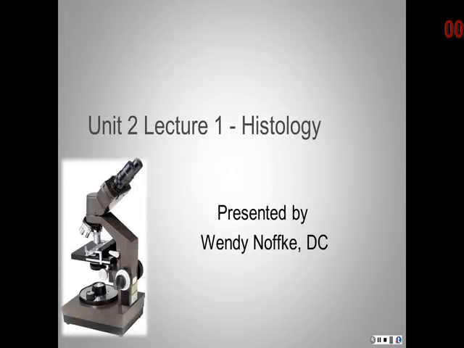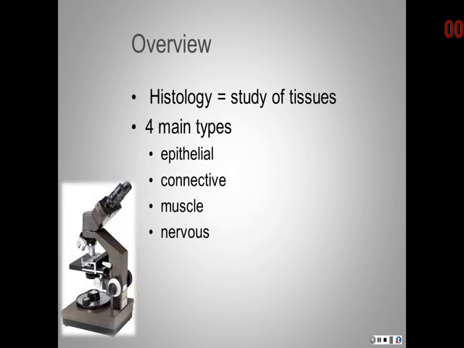This is the second unit in Anatomy and Physiology. These lectures will cover histology, or the tissues in the body. There are four main tissue types that make up the structures of the body. These include epithelial tissue, connective tissue, muscle tissue, and nervous tissue.